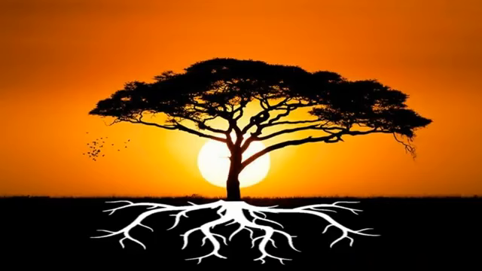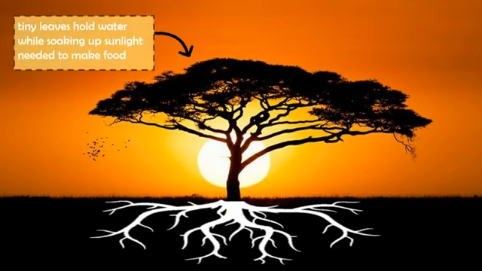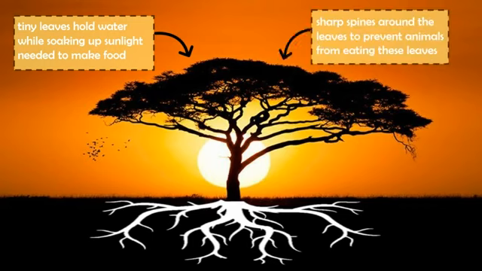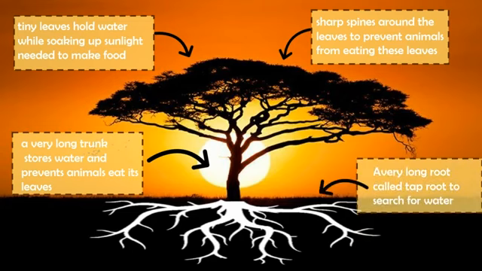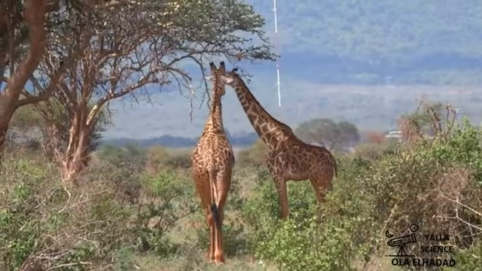Now, can you tell me, what is the structural adaptation of the acacia tree? It has tiny leaves which hold water while soaking up sunlight that is needed to make food. It has sharp spines around the leaves to prevent animals from eating them. It has a very long trunk that stores water and prevents animals from eating its leaves. It has a very long root called a taproot to search for water.